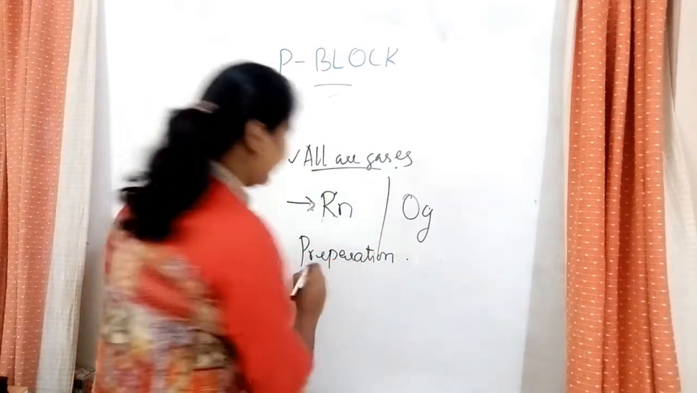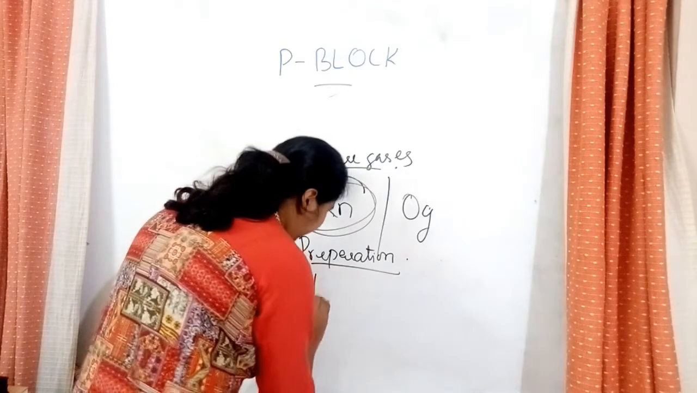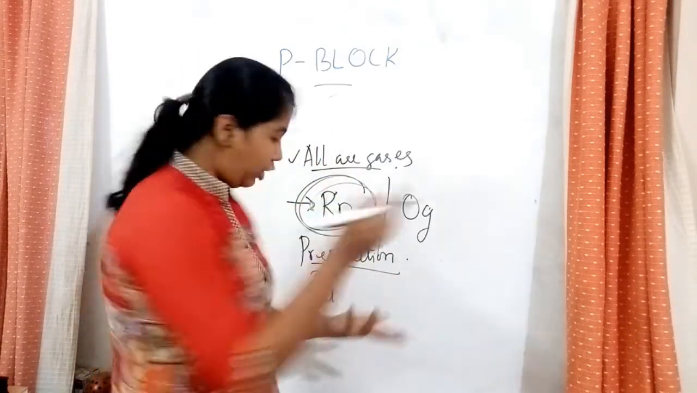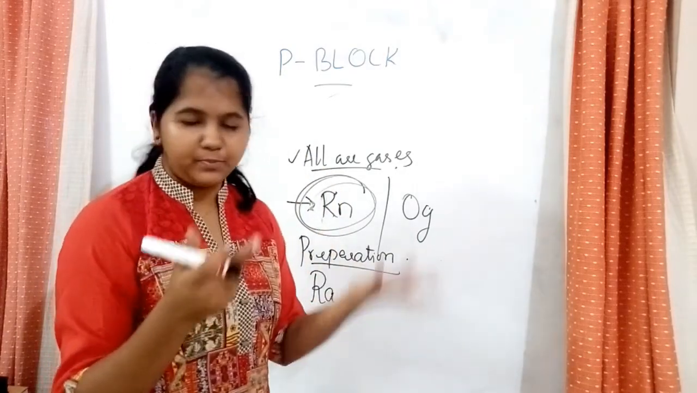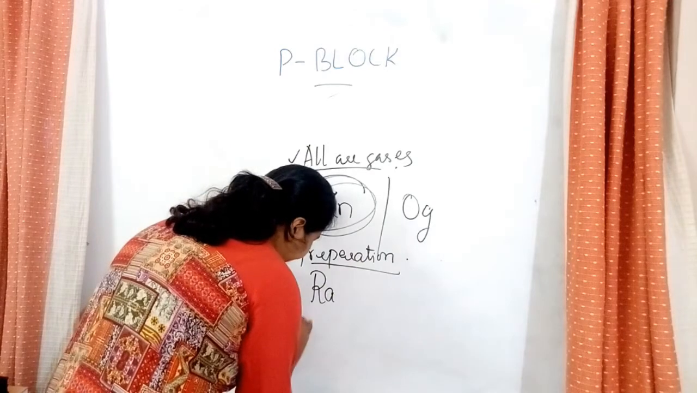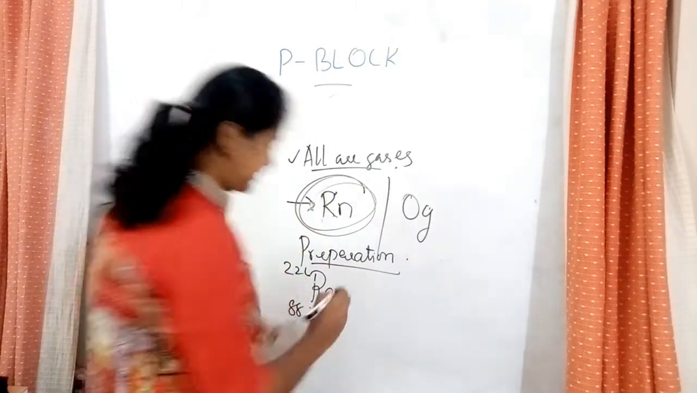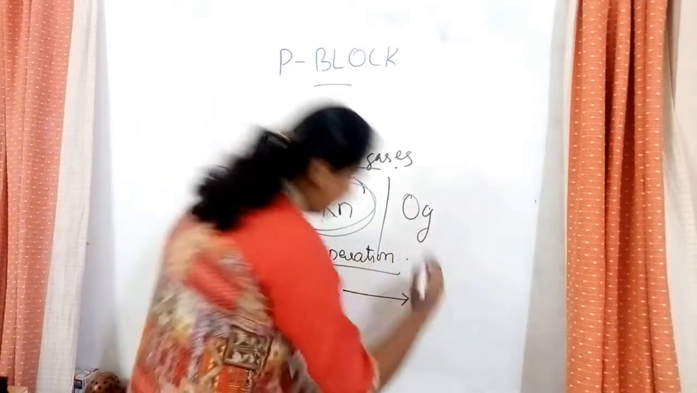So, let's see. First one is radon. Let's take radium metal. What is its atomic number and what isotope do you choose? You will take it as 88 and 226. Radium 88, 226 will undergo dissociation and what would happen?